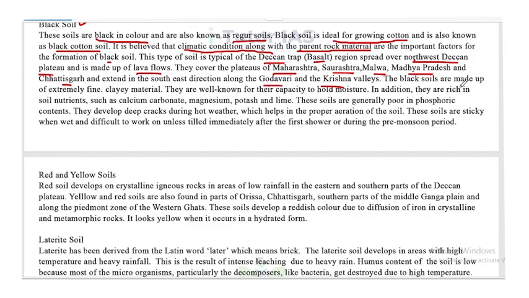The black soils are made up of extremely fine clay material. They are well known for their capacity to hold moisture. In addition, they are rich in soil nutrients such as calcium carbonate, magnesium, potash and lime. These soils are generally poor in phosphoric content. They develop deep cracks during hot weather, which helps in proper aeration of the soil.